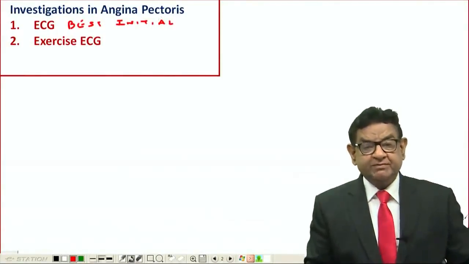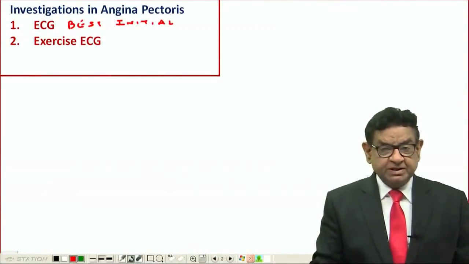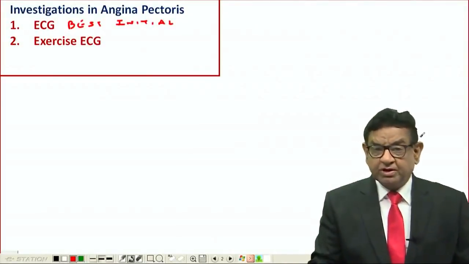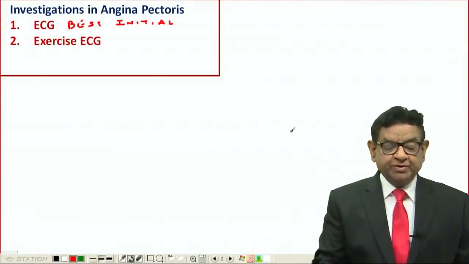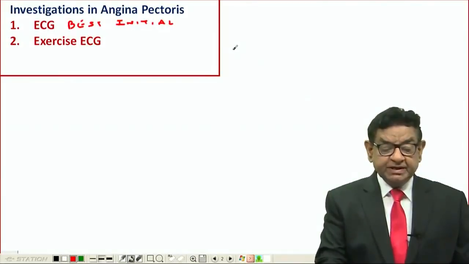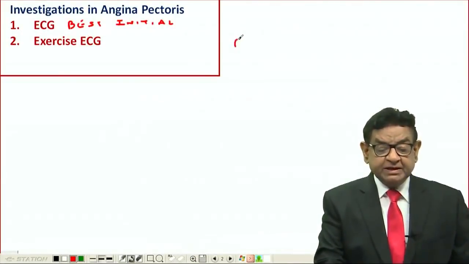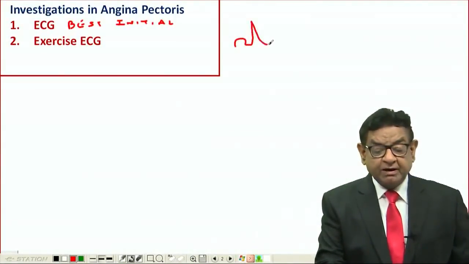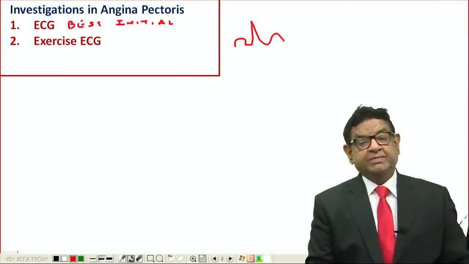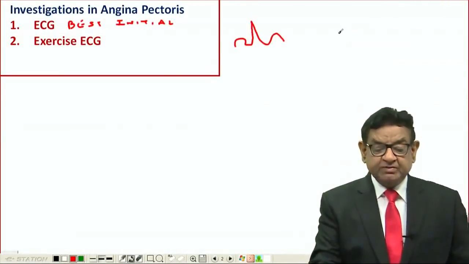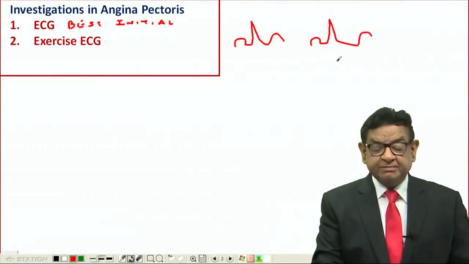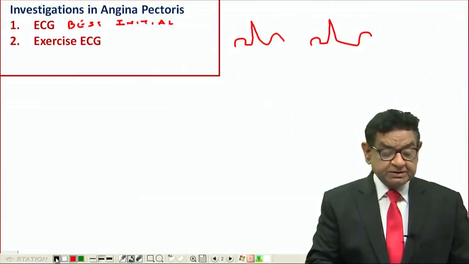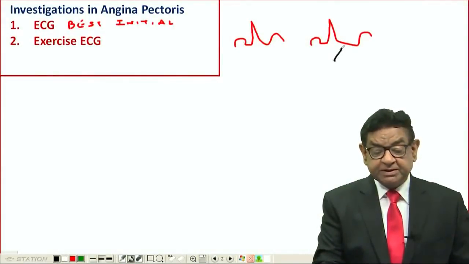That means a patient comes with exertional chest pain, typically the pain of angina which gets reduced on resting. You are thinking of angina, so you go for ECG. Now in the ECG of angina, it may be normal. It's not necessarily that every time we'll get some changes. Otherwise, what we get is ST segment depression. You can see the ST segment depression here.